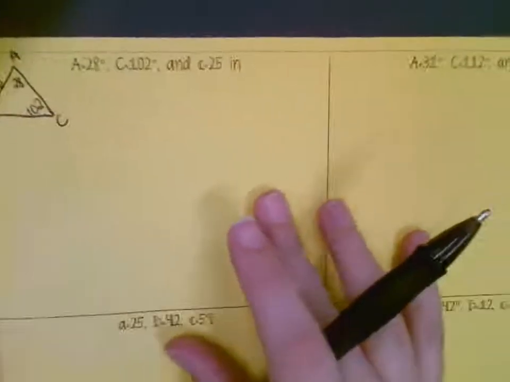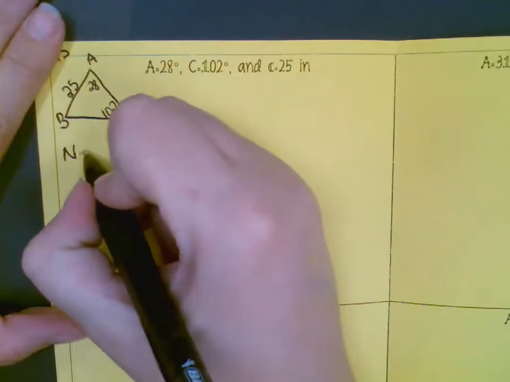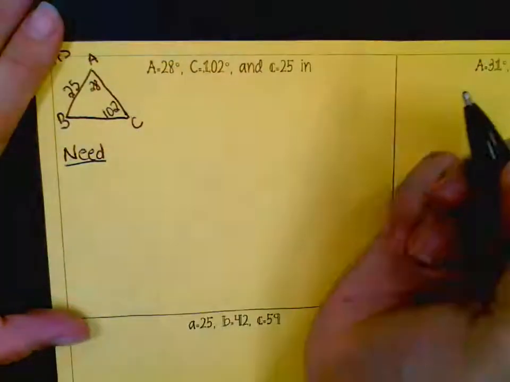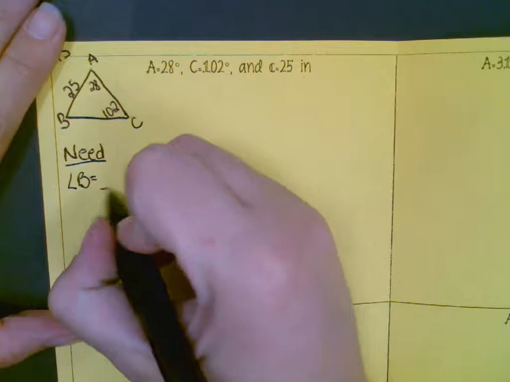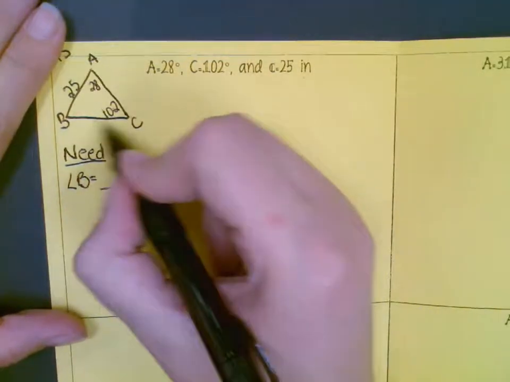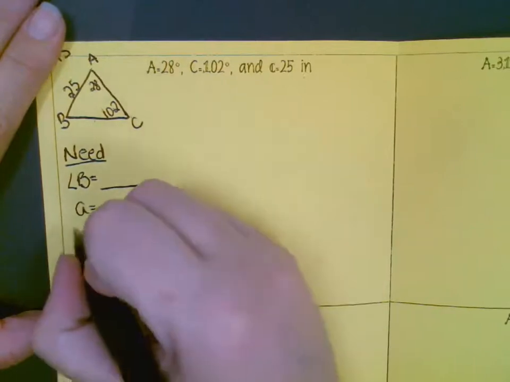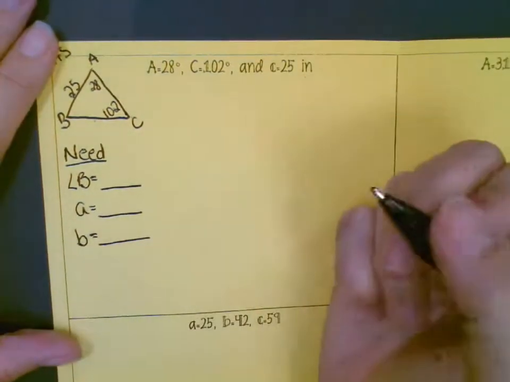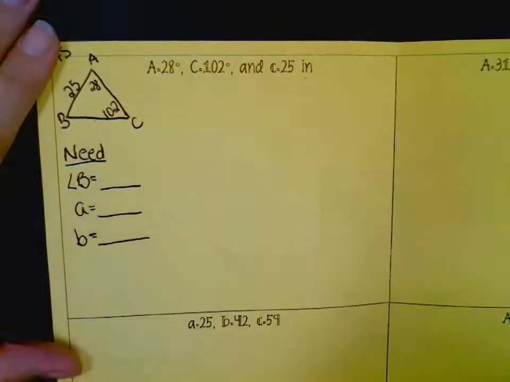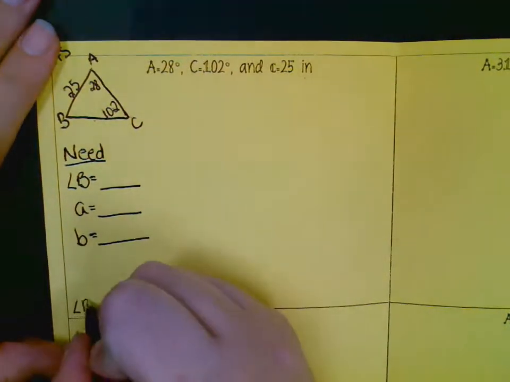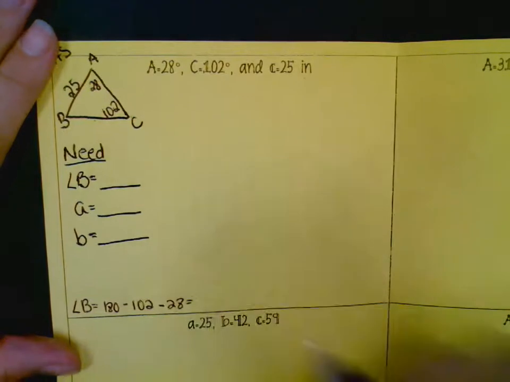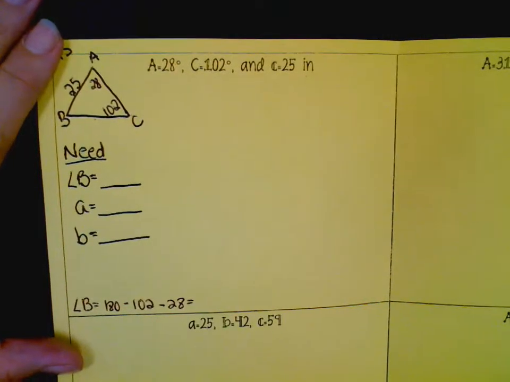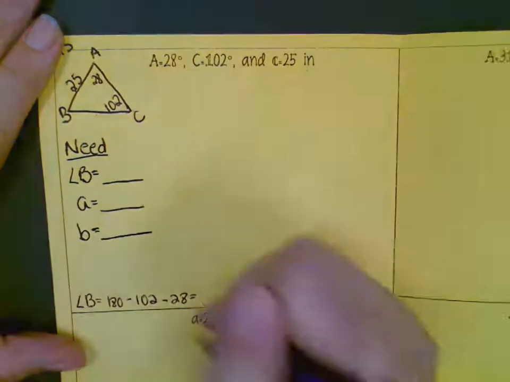So it helps if you make a list of what you need to find, and I always do that off to the side. So in this problem, if we're trying to find everything for that triangle, we're missing angle B. We don't know what angle B is. We're missing what side A is. We don't know how big this side is, and side B. So that's my list of what we'll find. Angle B is obviously the easiest thing to find. So for angle B, we just have to do 180 minus the other two. We get that angle B is 50.